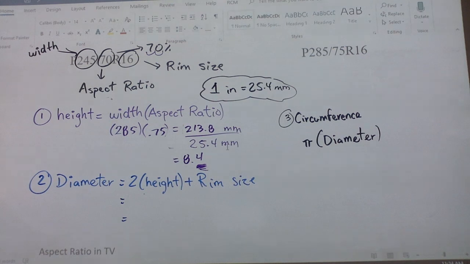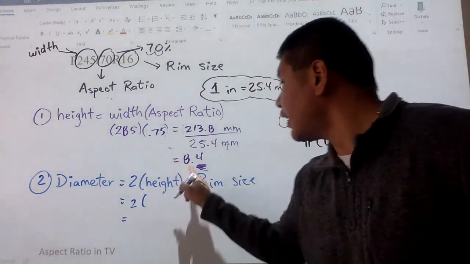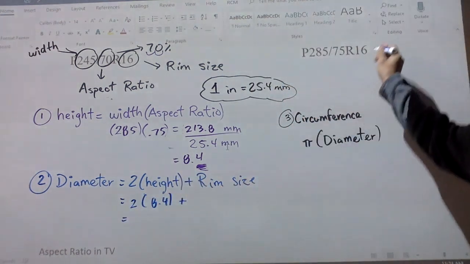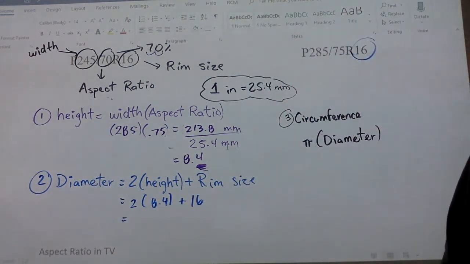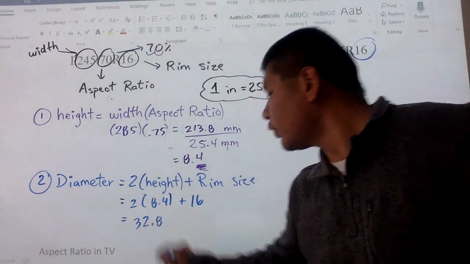The next one is the diameter. It's basically the thing I just did in the other problem. 2 times the height, 8.4, plus size of the rim. It happens to be the same thing. Put it in your calculator. 32.8.